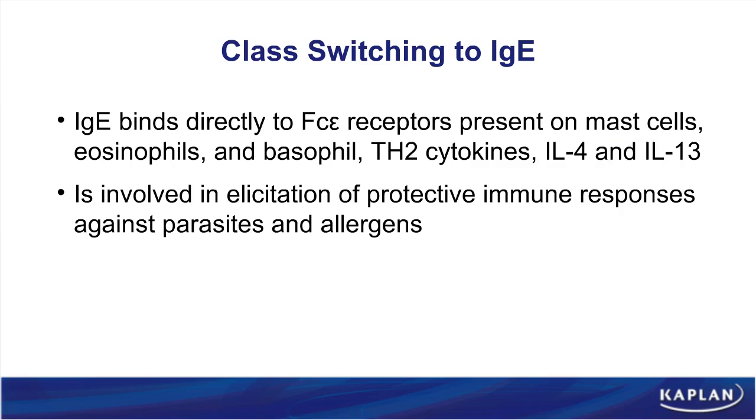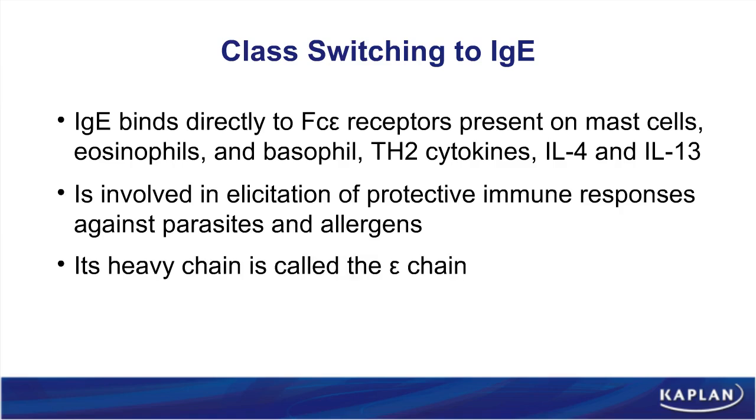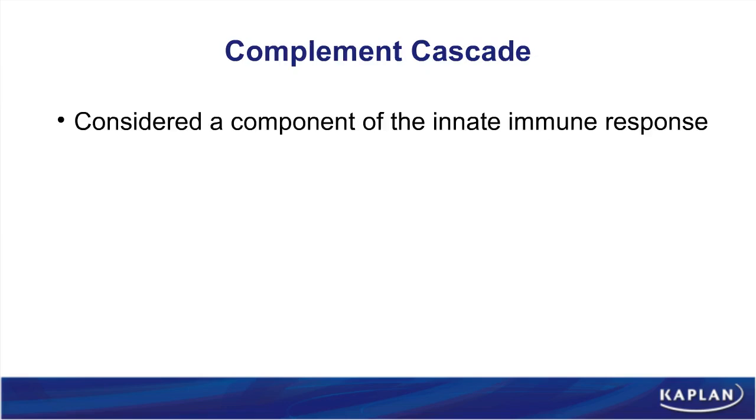IgE is going to principally interact with mast cells and eosinophils as well as basophils through an Fc epsilon receptor that is present on their surfaces. Due to the fact that we're going to go through hypersensitivities in great detail, we are going to discuss IgE further in Chapter 12. All right, welcome back to the complement cascade.